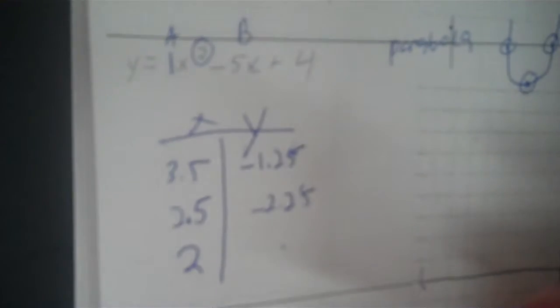Okay, 1 and then 2.5 to the second minus 5, and then 2.5, and then plus 4 gives you negative 2.25. And I'm hoping that ends up the same as that. Okay, I'll know I did this right if those end up the same. Okay, you will.